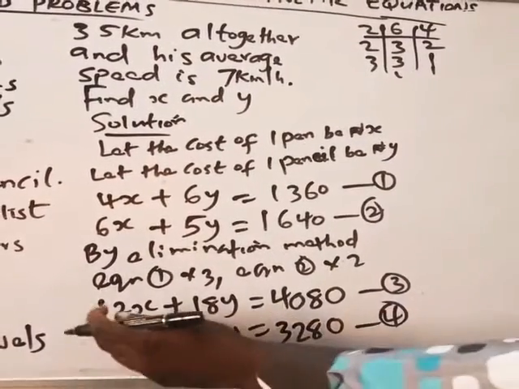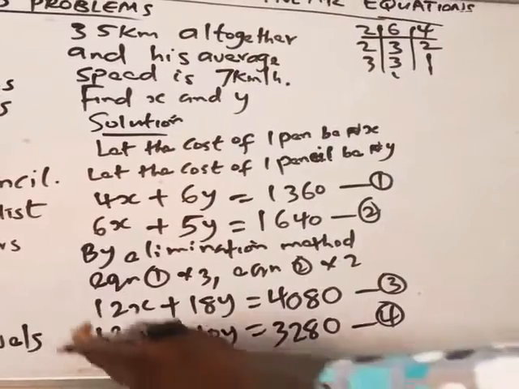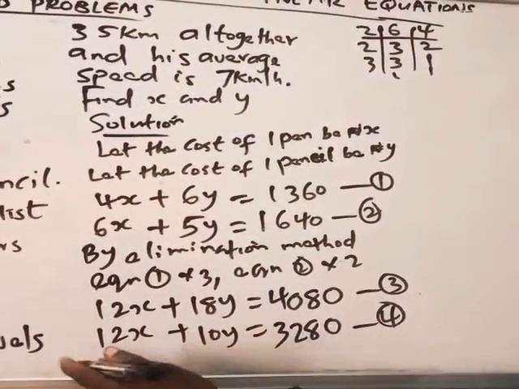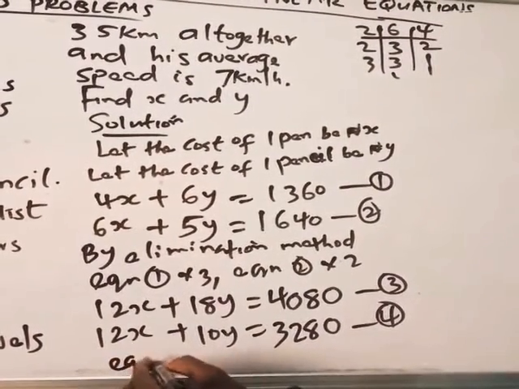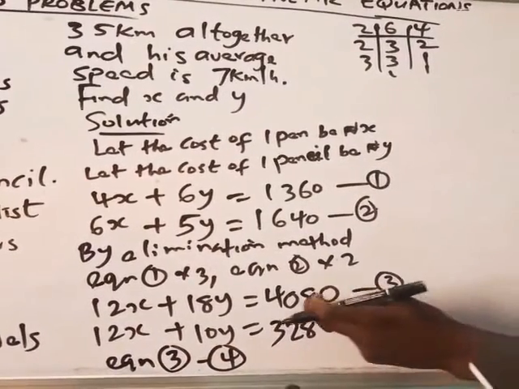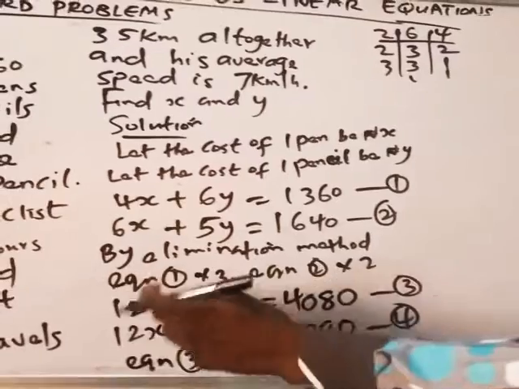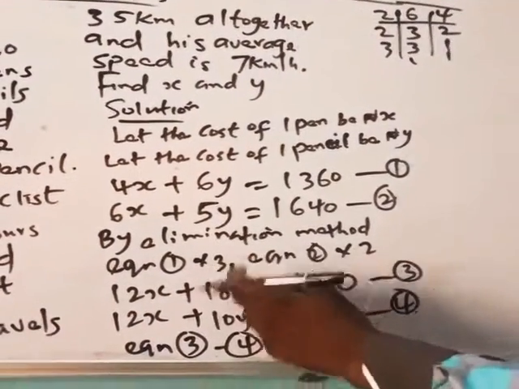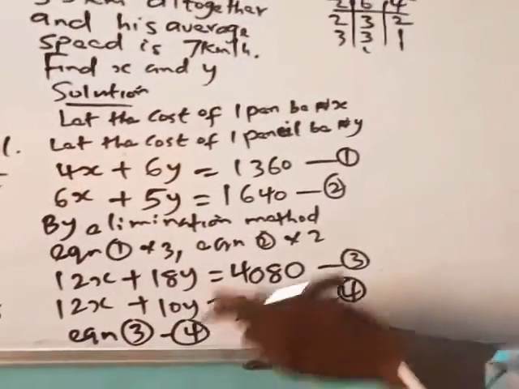You can see that the coefficients of x are the same. And when the signs are the same, you subtract. So that will be equation 3 minus 4. You can use any of them, but I prefer this because this is bigger than this. So 12x minus 12x gives us 0. 18y minus 10y gives us 8y.